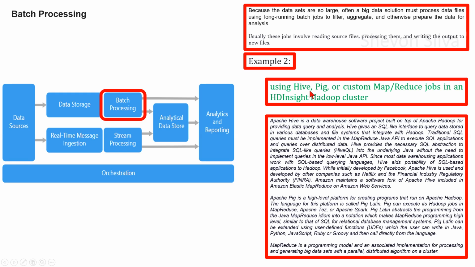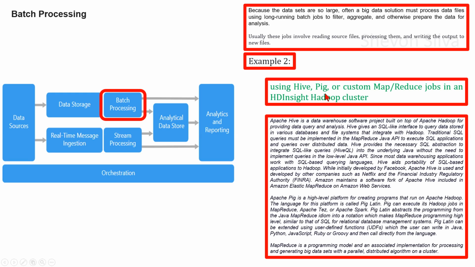Since most data warehousing applications work with SQL-based querying languages, Hive aids portability of SQL-based applications to Hadoop. While initially developed by Facebook, Apache Hive is used and developed by other companies such as Netflix and the Financial Industry Regulatory Authority (FINRA). Amazon maintains a software fork of Apache Hive included in Amazon Elastic MapReduce on Amazon Web Services.